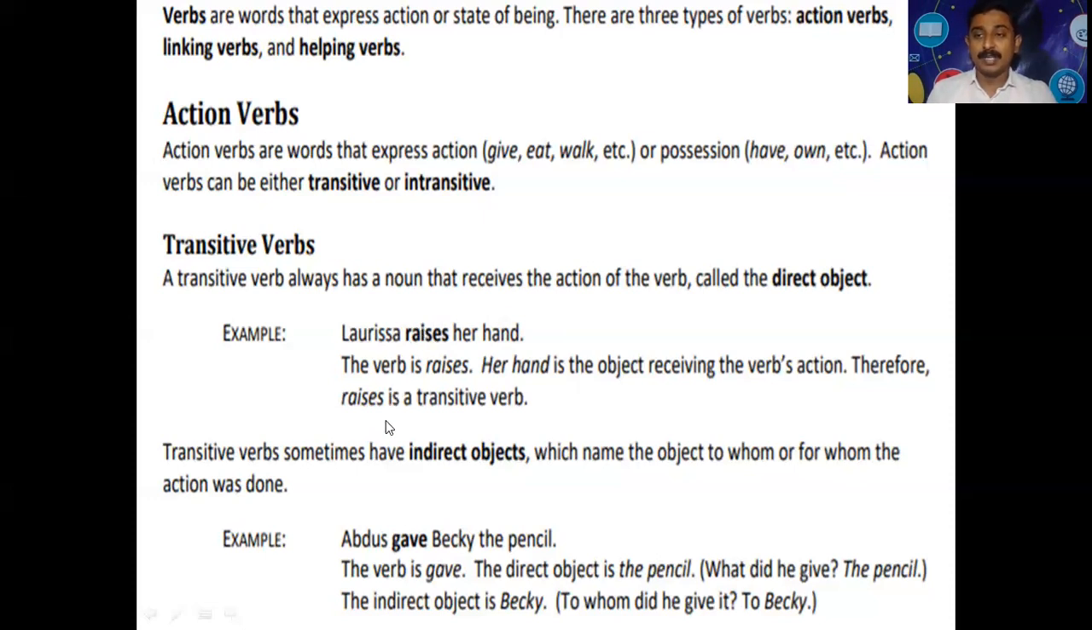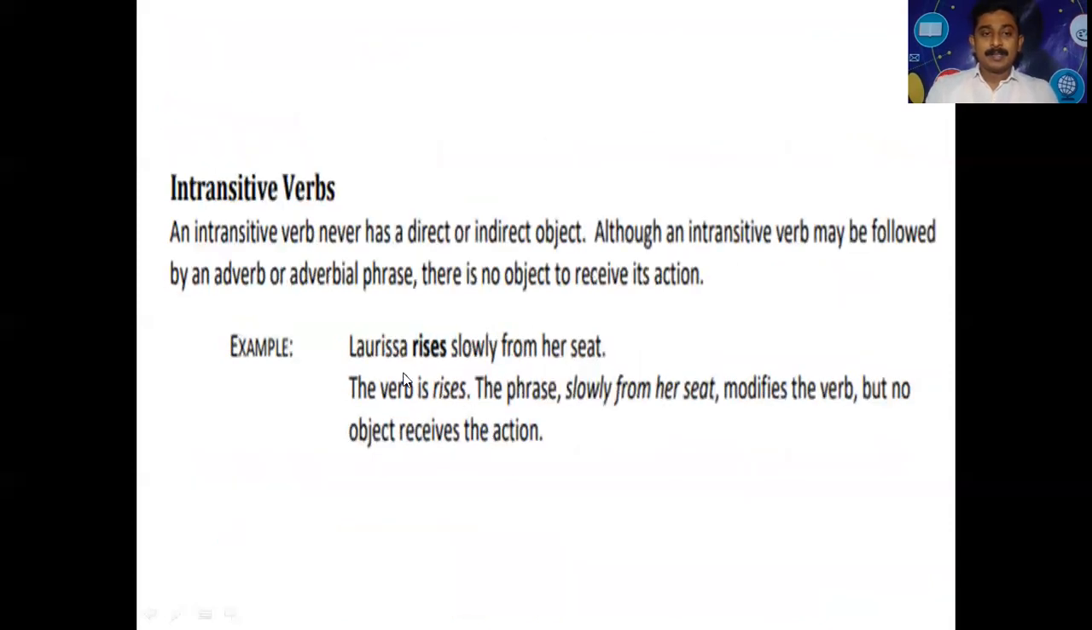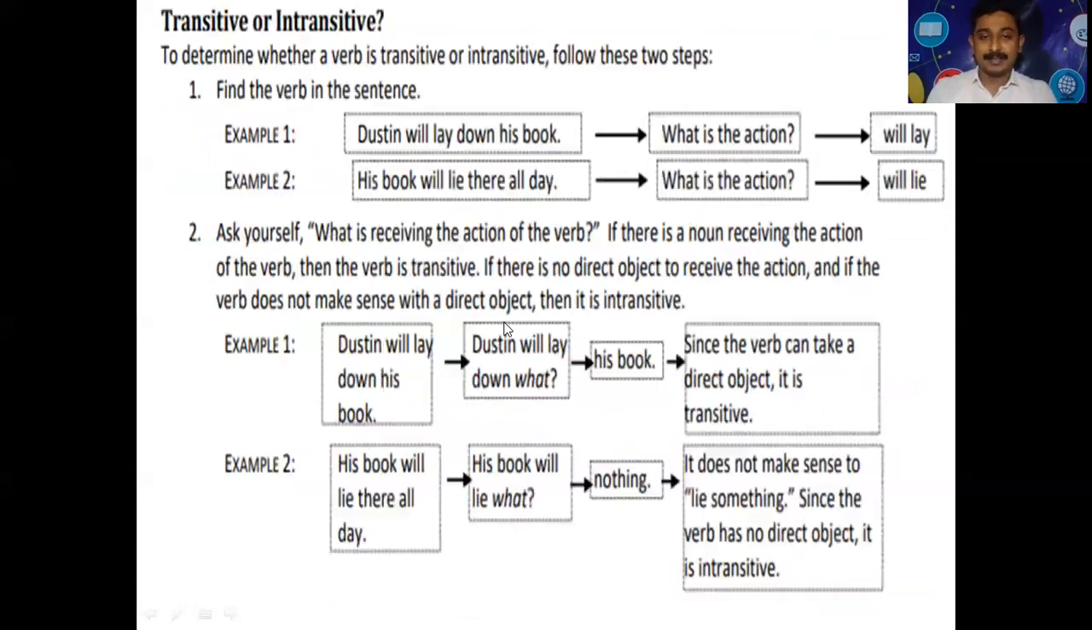Whereas intransitive verbs do not have a direct object. The object does not receive the action. He walked slowly. Walked is the verb. Slowly is an adverb. So we don't find an object there, and also the object doesn't receive action. Such a type of verbs are said to be intransitive. An intransitive verb never has a direct or indirect object. Larissa rises slowly from her seat. The verb is rises, but there is no object here that receives the action.